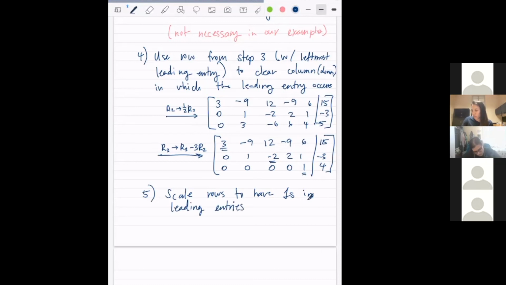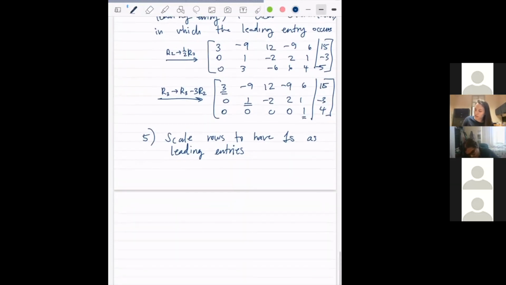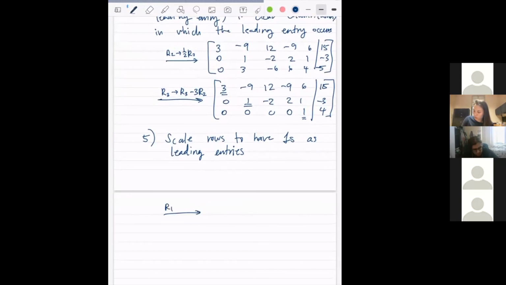Or I say ones as leading entries, right? So you would want to scale by, oh, oops, I got the wrong thing here. Okay, this is your pivot. So there's really only one that you need to scale. It's the first row, right? So scale the first row by 1/3, and you will get 1, -3, 4, -3, 2, 5, and 0, 1, -2, 2, 1, -3, 0, 0, 0, 0, 1, and 4.